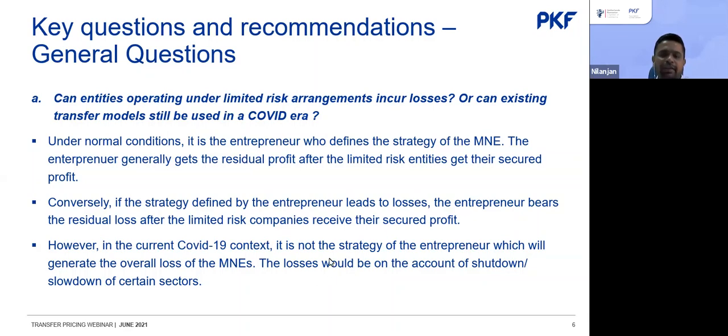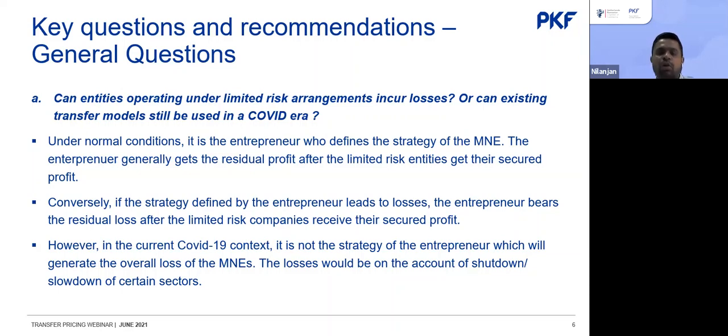So we need to rethink whether entities which are characterized as limited risk entities can still get a routine return. These models need to be looked at, because transfer pricing authorities everywhere in the world would ideally question if your limited risk entity is still getting a guaranteed return. Because of COVID, there's no guarantee anymore. And also the limited risk entities have a small component of local market risk. So from that perspective, these entities no longer get a guaranteed return.